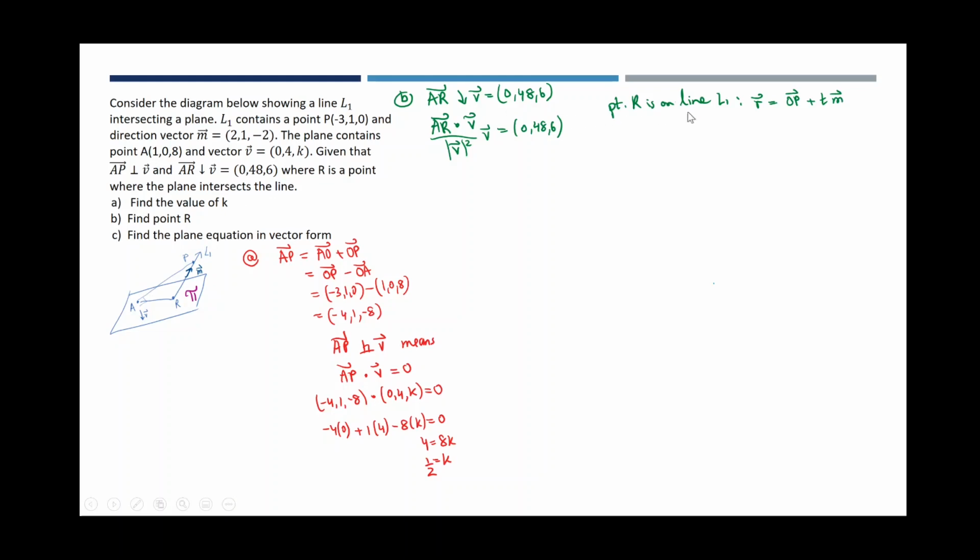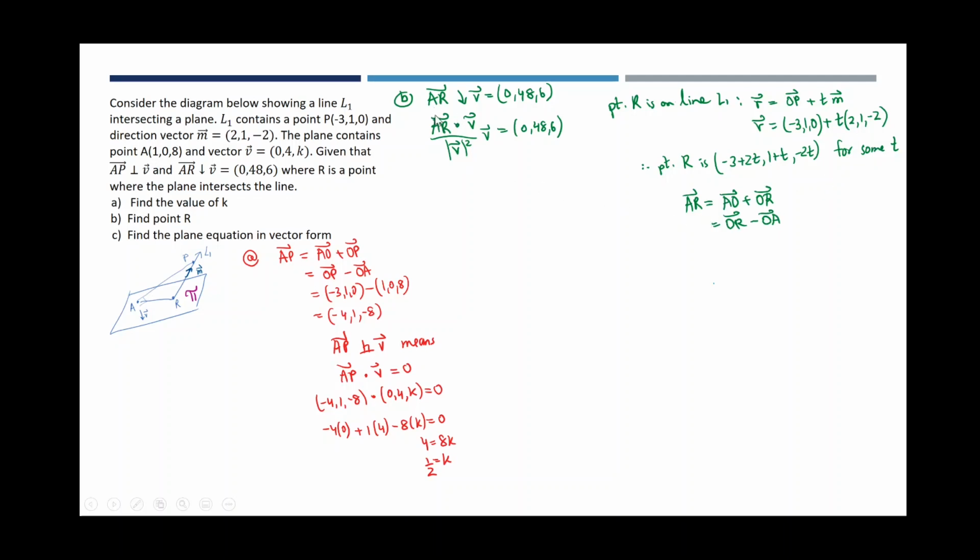Because point R is on the line, and we know some things about the line, we know that the line is created from a position vector with known point P and then some sort of parameter, I'll call it t, with a direction vector m, which is provided in the question. So this is the vector format of the line. Because point R is on this line, we can represent it using these coordinates using the parameter t. We've done this before.